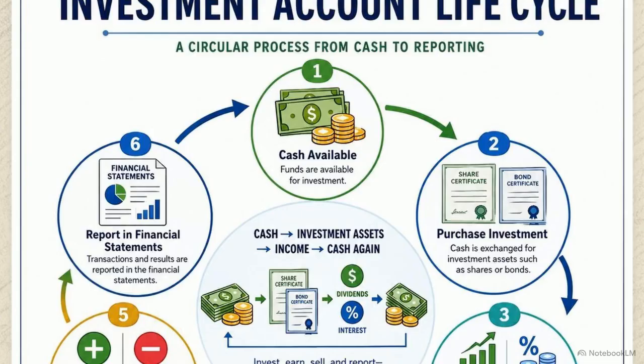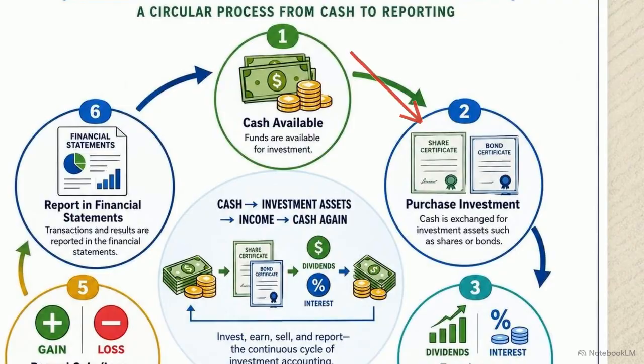This circular diagram maps the complete investment account lifecycle. Accounting for these assets isn't a single journal entry, it's a continuous process, starting at the top, where available cash converts into a purchased investment. To record this purchase, the accountant debits the investment asset account to recognize the new resource and credits the cash account.